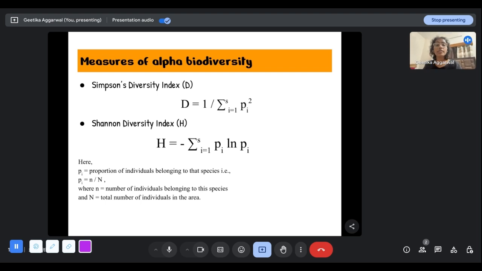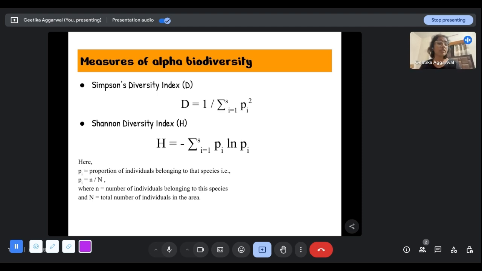So there are these two indices. There is the Simpson's diversity index and the Shannon diversity index, which help you calculate alpha biodiversity. In Simpson's diversity index, for calculating biodiversity, D, or the diversity, is equal to 1 divided by the summation of pi squared, from i equals 1 to S. Here pi is the proportion of individuals belonging to that particular species. Pi is equal to n over capital N, where n is the number of individuals belonging to this species and capital N is the total number of individuals in the area. S is the total number of species in the area, right?